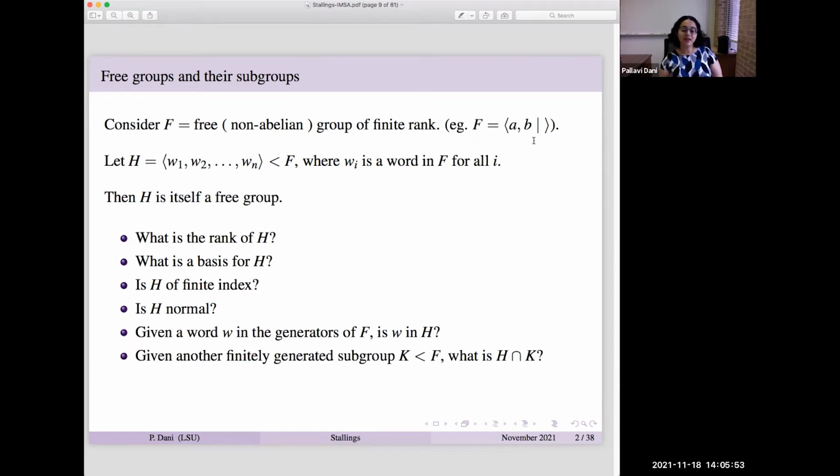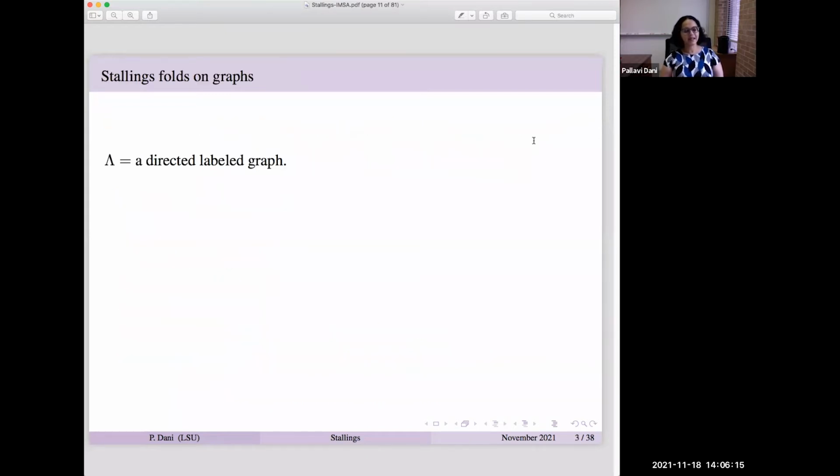Or, given another finitely generated subgroup K, can you compute the intersection of these two? So there's all sorts of these combinatorial type questions. Many of these had combinatorial solutions before this approach, but they can be approached by this nice topological method called Stallings folds. So that's what I'm going to talk about next.